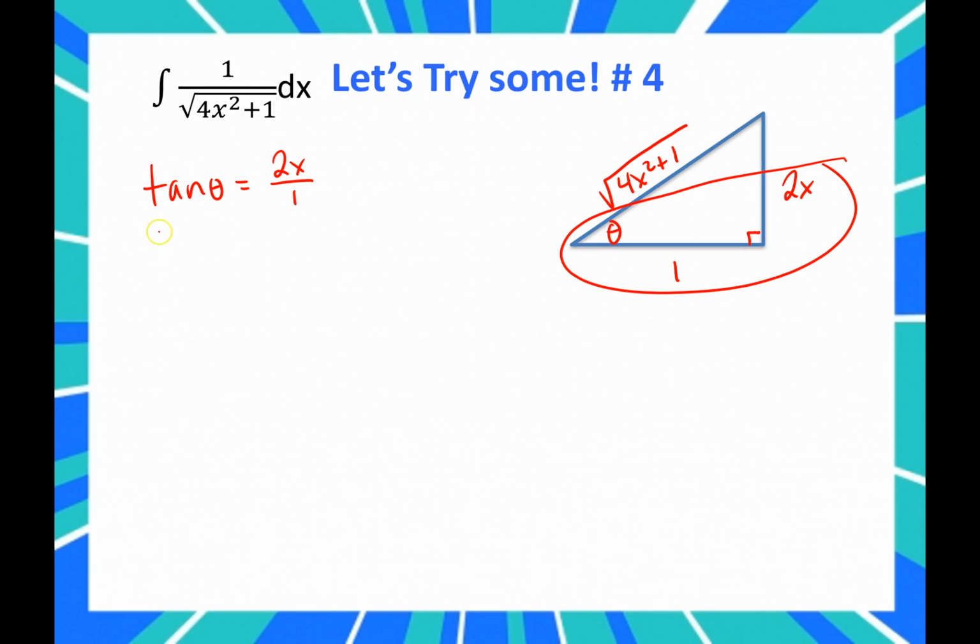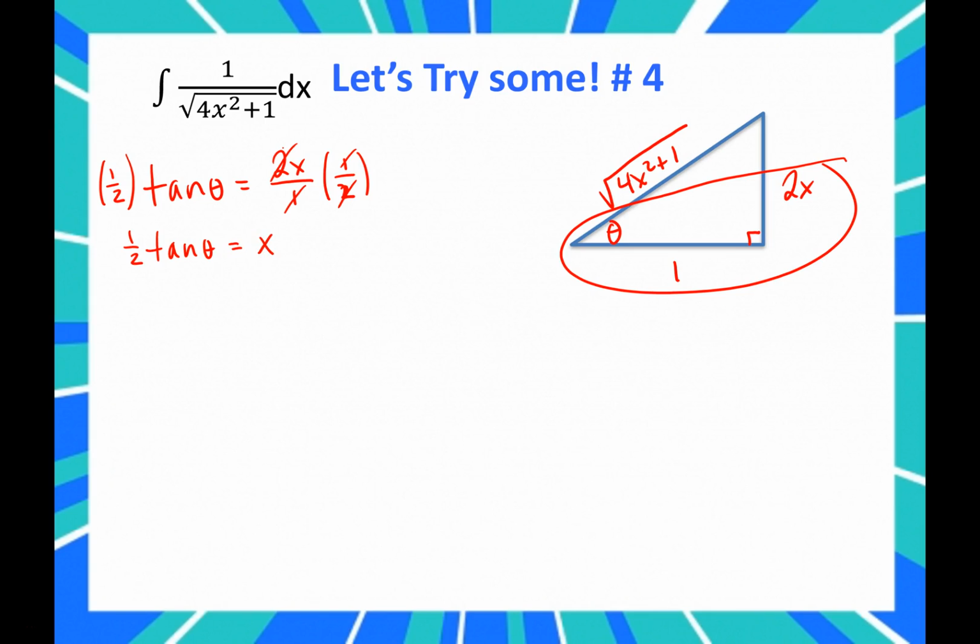So then I get tangent of theta. I can actually multiply by 1 over 2 here. Thanks for your patience. So my 2 is going to cancel with my 2, my 1 is going to cancel with my 1, and I get 1/2 tan theta is equal to x.